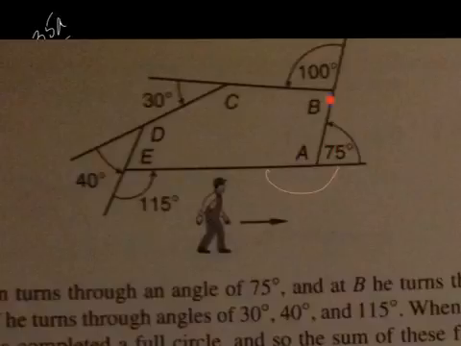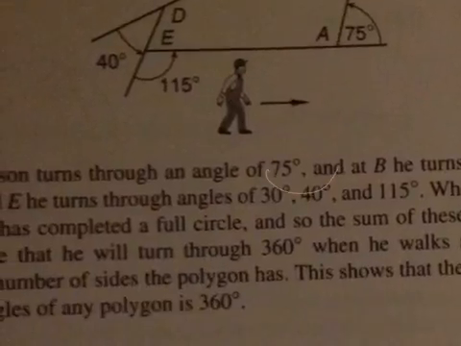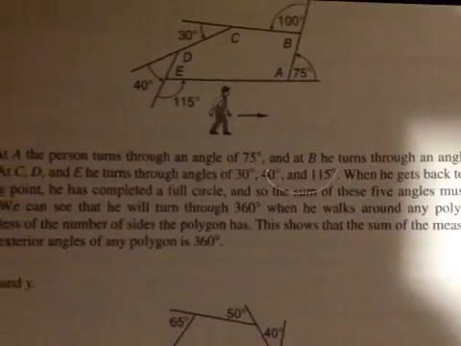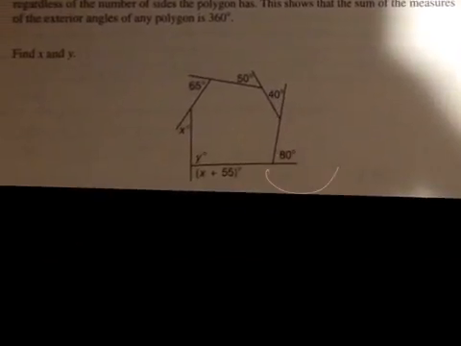Okay, so if you add up all 5 of these exterior angles, you will always get 180, or I'm sorry, you always get 360 degrees. Does not matter if it's a triangle or if it's a square or an octagon or whatever. It's going to be 360 degrees, which brings us to this problem right there.